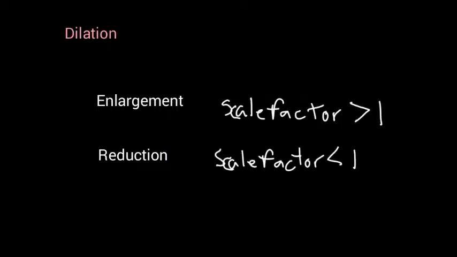Now a dilation can't have a scale factor of 0, and it can't have a negative scale factor. So it either has to get bigger or smaller, and the way it does that is either by being greater than 1 or less than 1. So let's look at a couple.